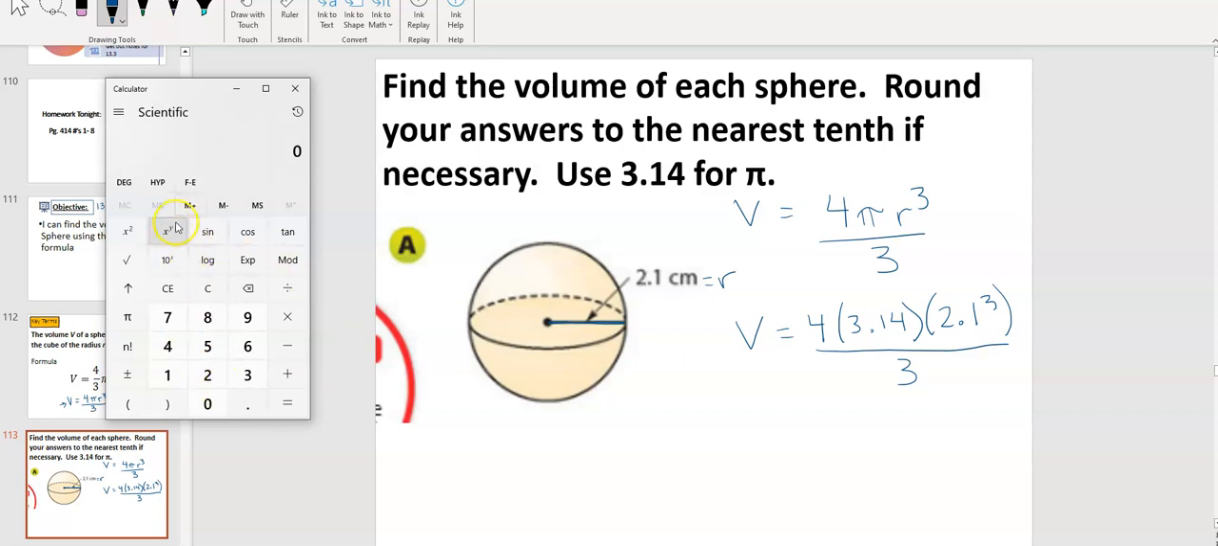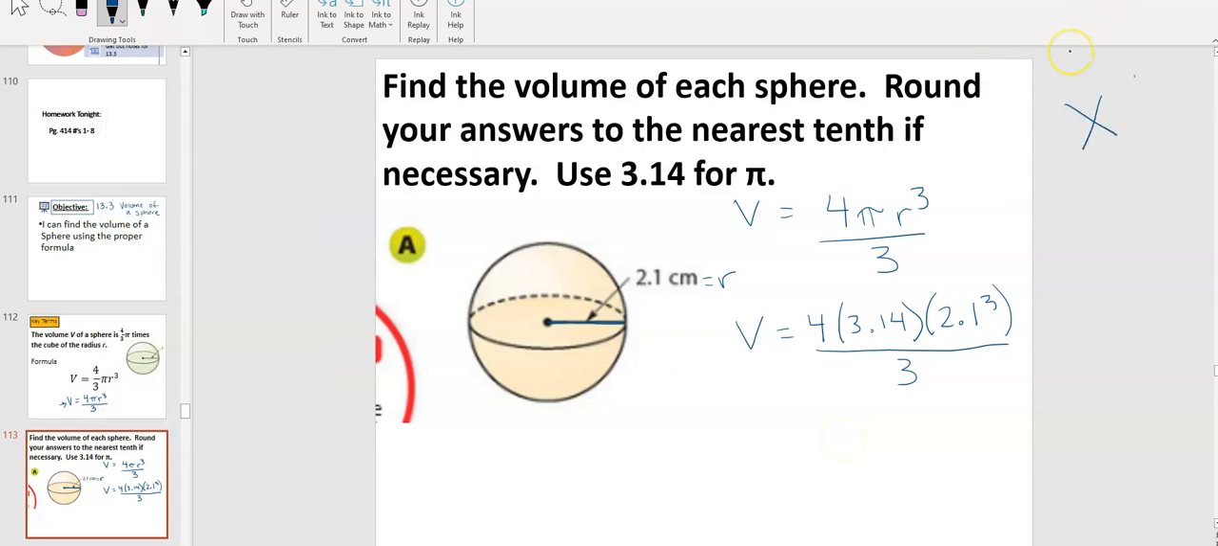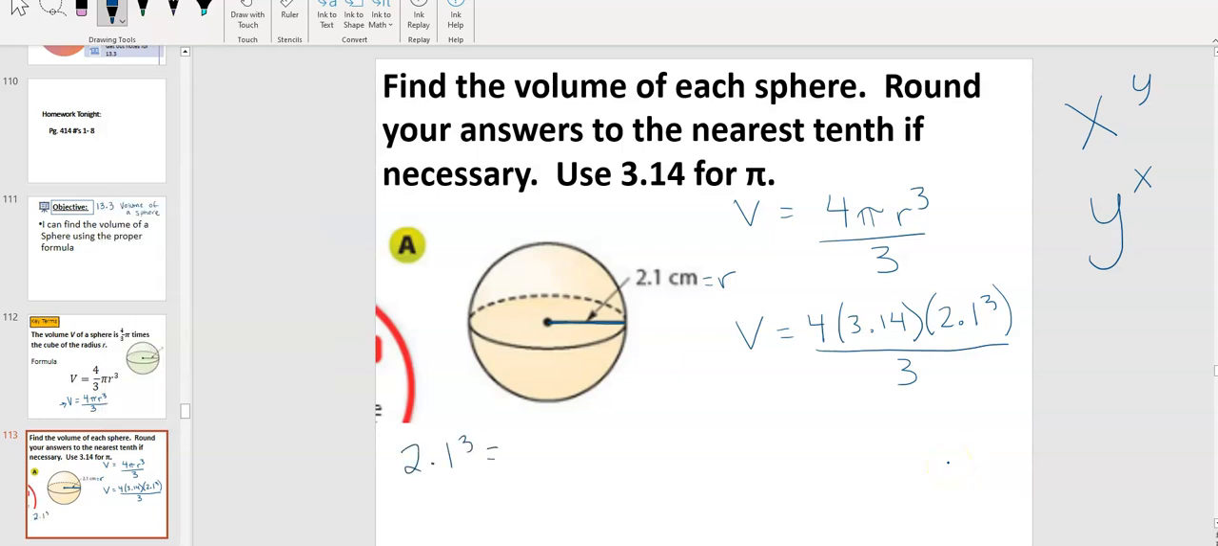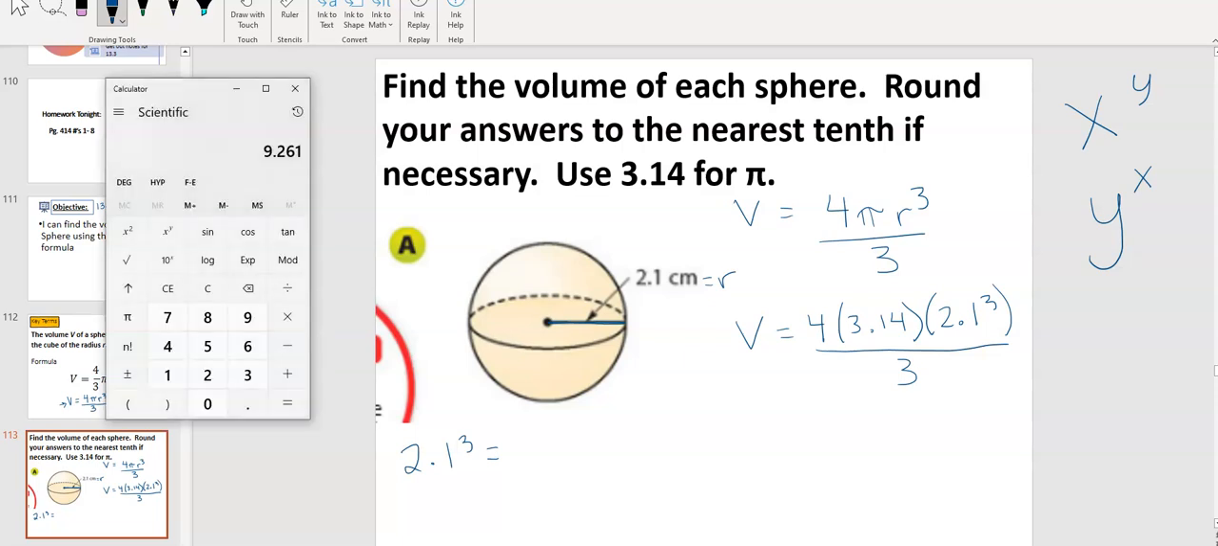To do that on a calculator, I'm looking for this symbol right here. Sometimes it looks like x to the power of y, and sometimes it looks like y to the power of x. It depends on your calculator. But to do 2.1 to the power of 3, I'm going to type 2.1, my base. Then I'm going to press that special exponent button, and you can see it brings this little caret symbol up, which means it's raised to the power of, and I want to raise it to the power of 3, and we're going to hit equals there. So that is what 2.1 cubed is going to equal. Let me bring that up again. It was 9.261.